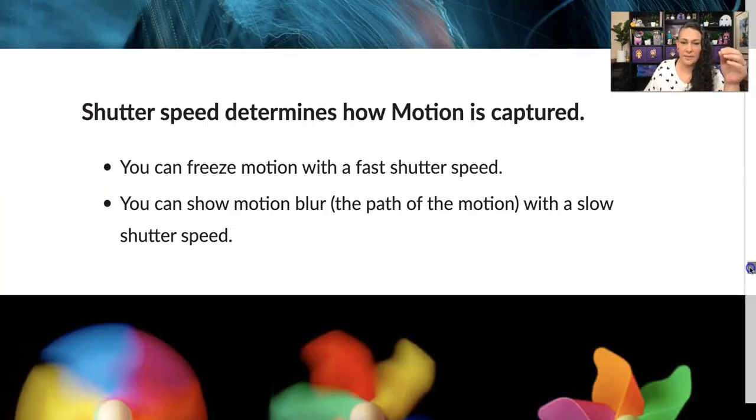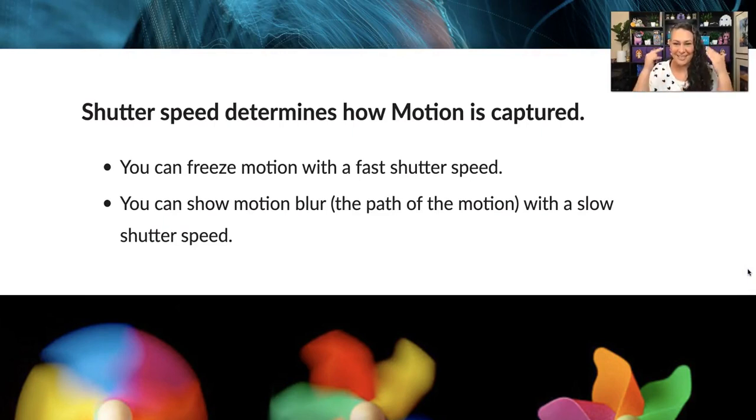All right, so shutter speed, again, determines how motion is captured. Freezing motion with a fast shutter speed. So freeze, fast, fast, freeze. Try to get that in your head. You can show motion with a slow shutter speed: show, slow, slow, show. Get that in your head.